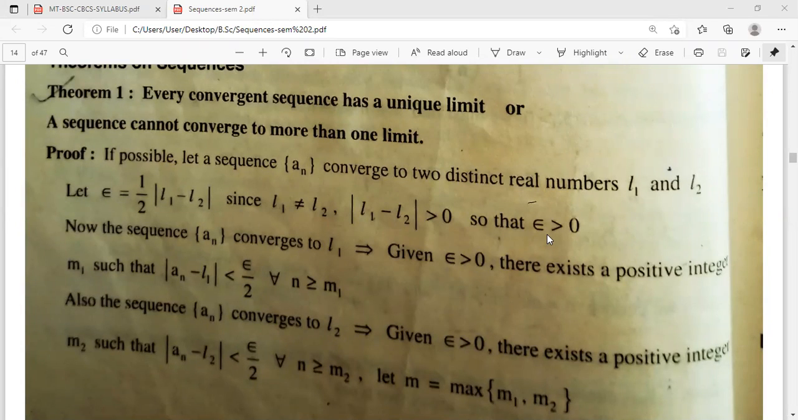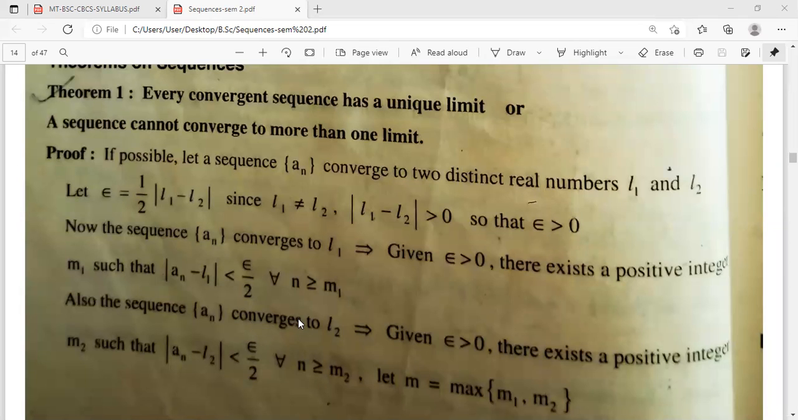Okay, we have to take two numbers L1 and L2 as limits of a_n. You are going to get the limit of a_n as n tends to infinity equal to L1 as well as L2. Now, according to the definition of the limit of the sequence, the sequence a_n converges to L1. That implies, given epsilon greater than 0, there exists a positive integer m1 such that modulus of a_n minus L1 is less than epsilon by 2 for every n greater than or equal to m1.